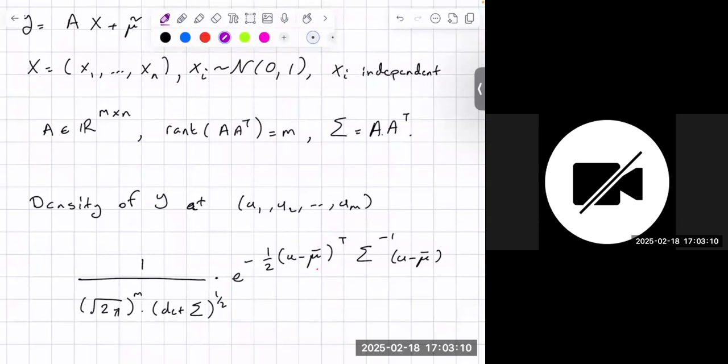If you write down the density, it doesn't matter too much. The upshot, one thing that you need to understand from here, is since you're multiplying with this matrix A, which was m by n, the covariance matrix comes out as this guy times its transpose. The covariance matrix is not identity anymore. You got some new covariance created by your matrix A. That's all you need to remember, okay? All right, that's multivariate Gaussian.